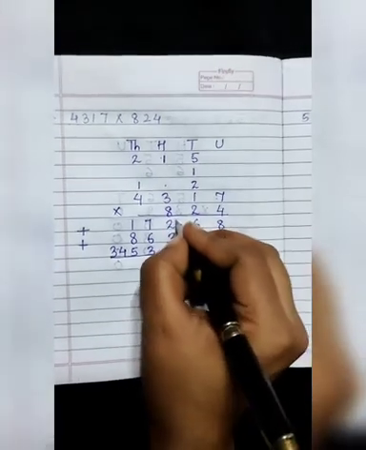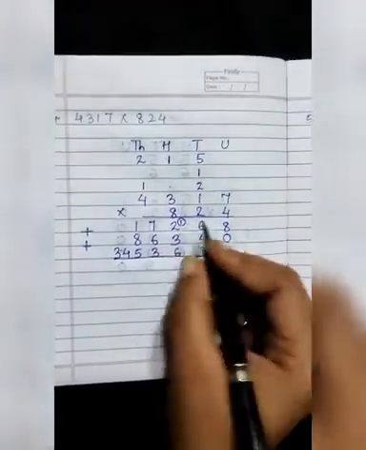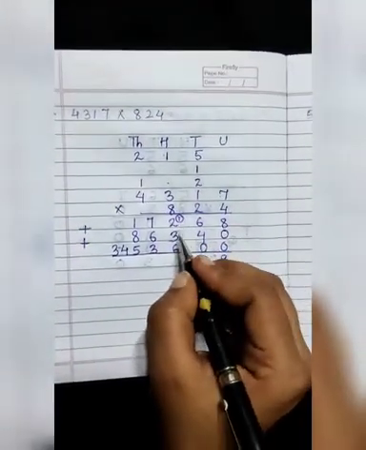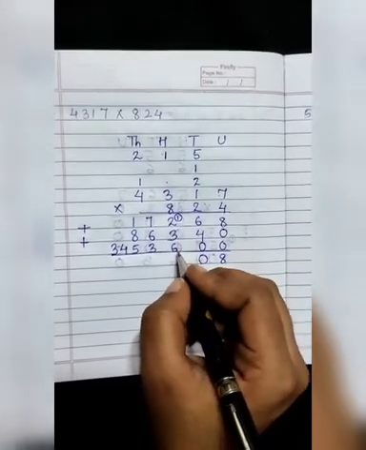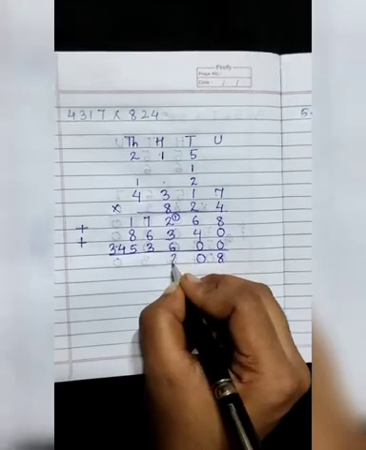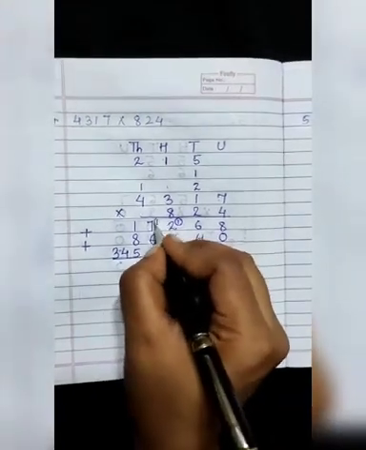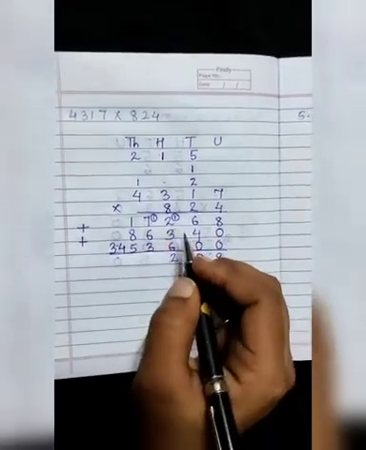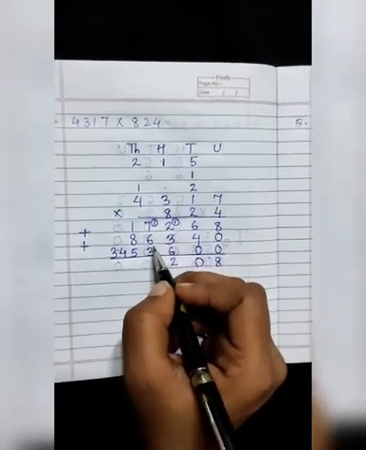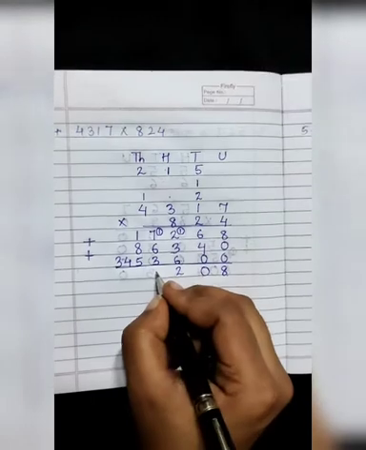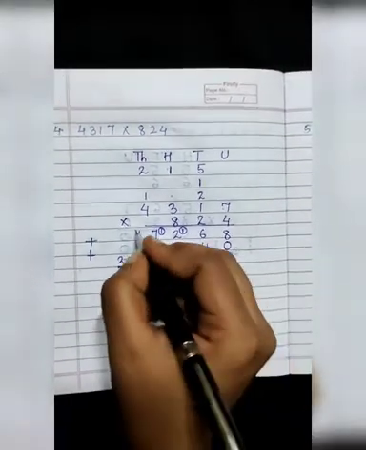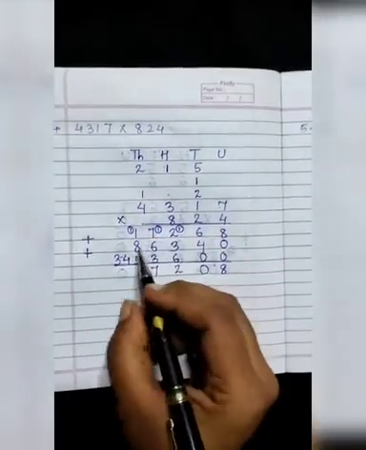So 0 here. 1 we will do carry over here. 1 plus 2, 3. 3 plus 3, 6. And 6 plus 6 will be 12. So 2 will write down. And 1 carry. 1 plus 7, 8. 8 plus 6, 14. 14 plus 3, 17. 7 here. 1 will do carry over here.